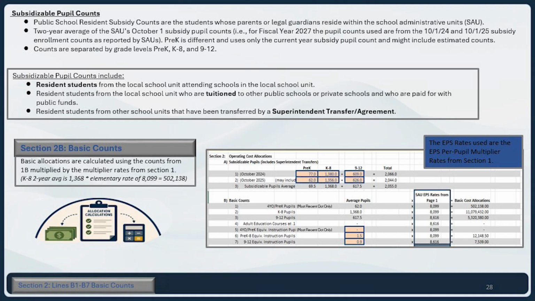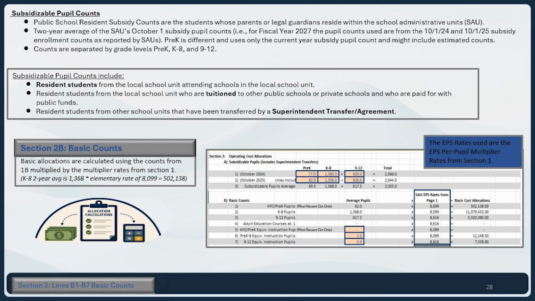So section 2 uses subsidizable. It uses only a 2-year average for K-8 and 9-12. Pre-K is different in section 2. Pre-K uses the most recent October 1 count only. So it's current year only for pre-K, and that is because some of the SAUs have expanding or new pre-K programs that they're starting that have been approved through the early childhood team at DOE, and they are given estimated counts in the current year. So for operating cost in section 2, pre-K is current year only.